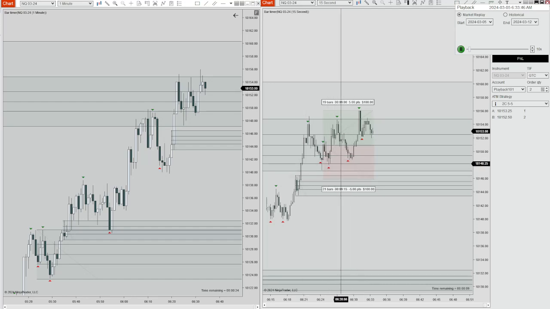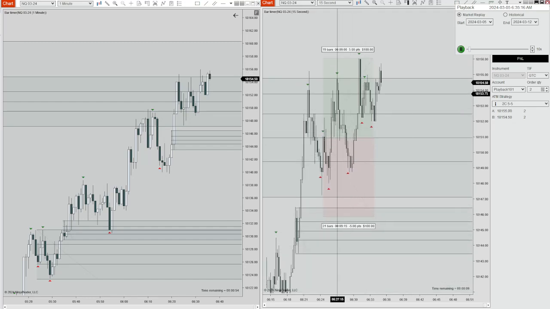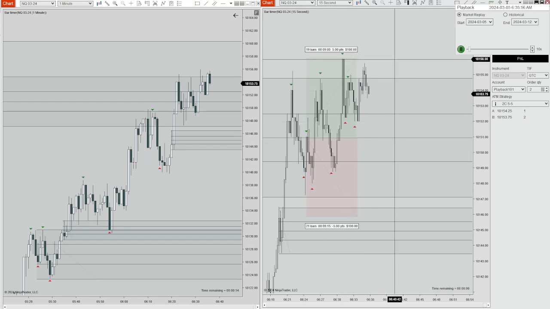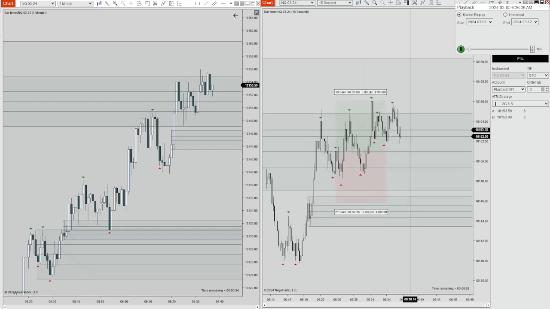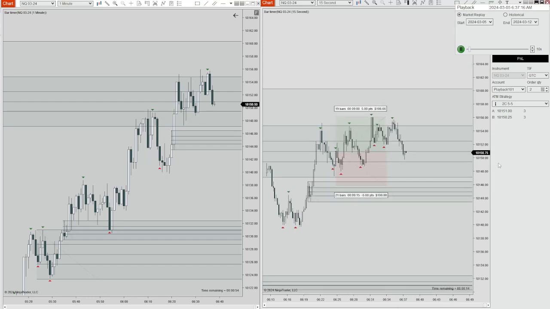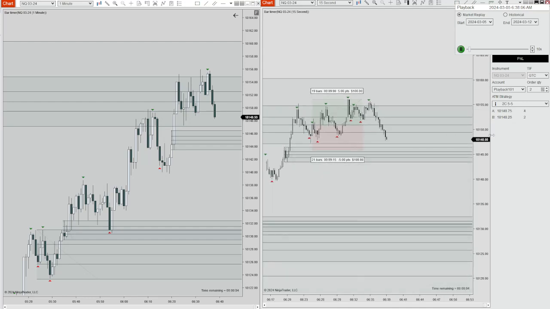All right, now if we get a sweep of here, I would like that. All right, another one. There's like a 15-second fair value gap. So another golden chicken potentially, but for me, I'm trying to reduce the amount of trades that I take and only take the highest quality trades.